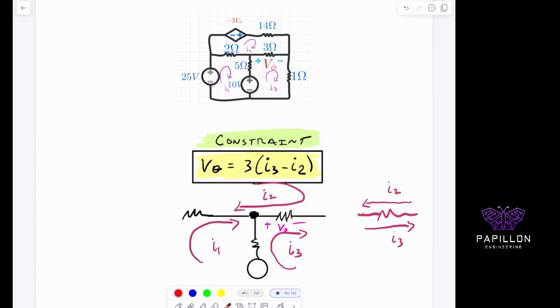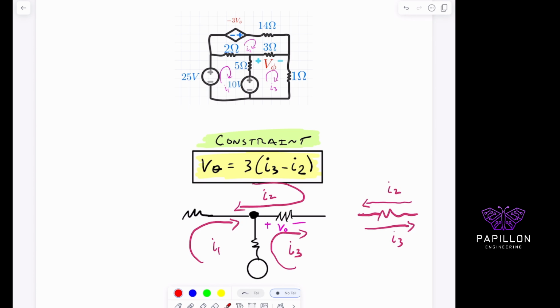The rationale for why it must be I3 is that in the problem, we're given the polarity to be plus on the left side and minus on the right side. Remember the rule: if we're going to use clockwise notation to solve these problems, our current source will always enter the positive terminal. If the current is entering the positive terminal, it is registered as a positive. So that's how we can say with confidence that this is the constraint. It's going to be 3(I3 minus I2).